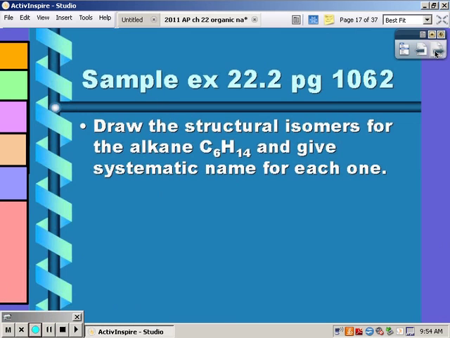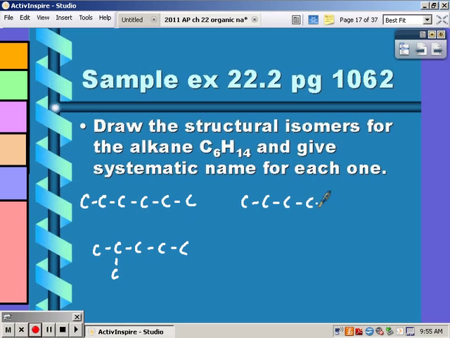So go ahead and draw the isomers of hexane and give the name of each of those. The first one is simply hexane. The second one, we have a 5-chain carbon with a methyl coming off on 2, so we have 2-methylpentane.